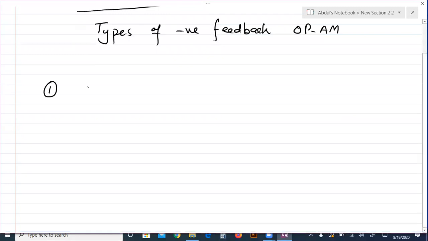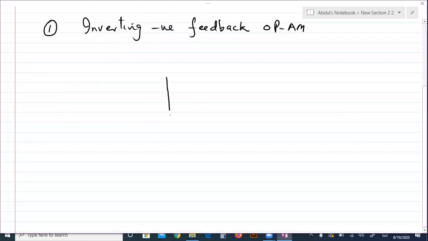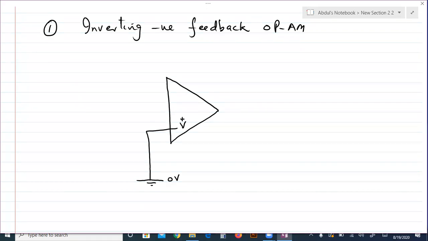Number one is called inverting negative feedback operational amplifier. Inverting negative feedback operational amplifier. Suppose this is operational amplifier. One of input is connected with the earth, so zero potential here. So this is non-inverted input. So it is zero.